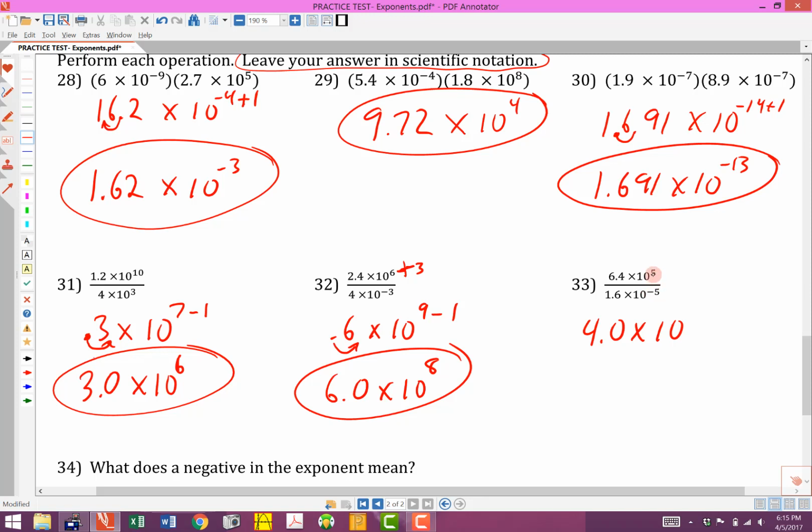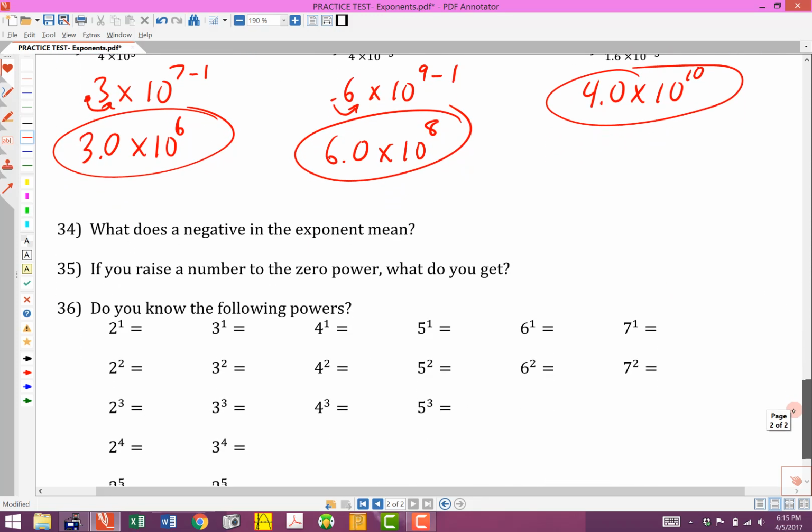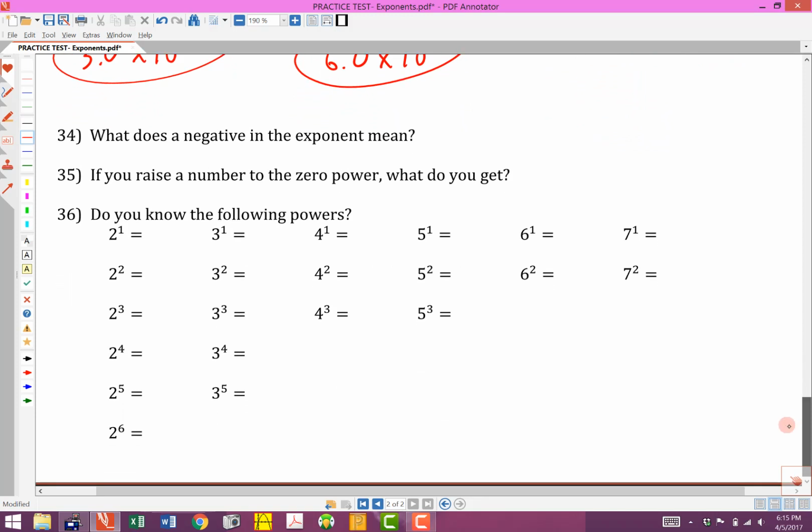And then I've got a 5 minus a minus 5. So 5 minus a negative 5 would be 5 plus 5. So that's going to be, whoops, to the 10th. And the good news here is we don't have to change anything. This is just going to be 4 or 4.0 times 10 to the 10th. And that's it. Now, your test is not going to be this long, but these are things that you would definitely want to know if you're going to do well on this test.